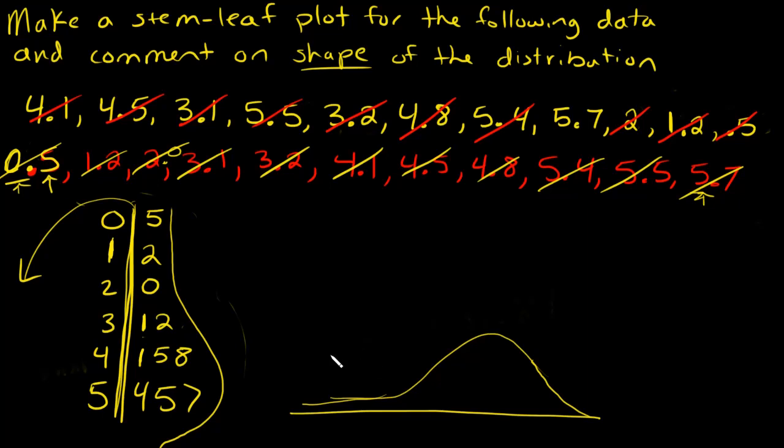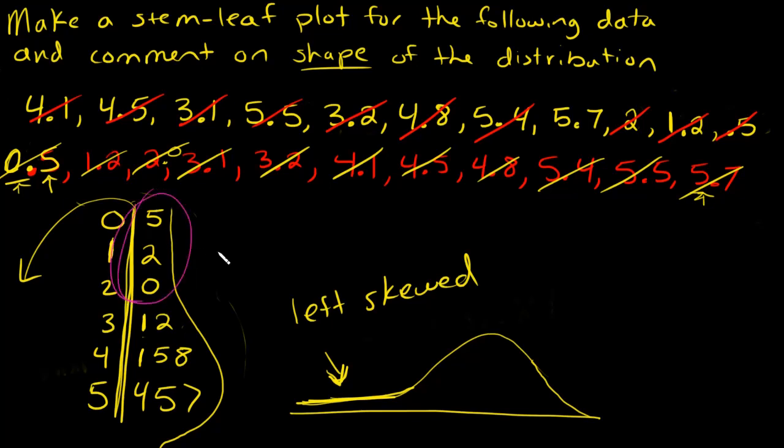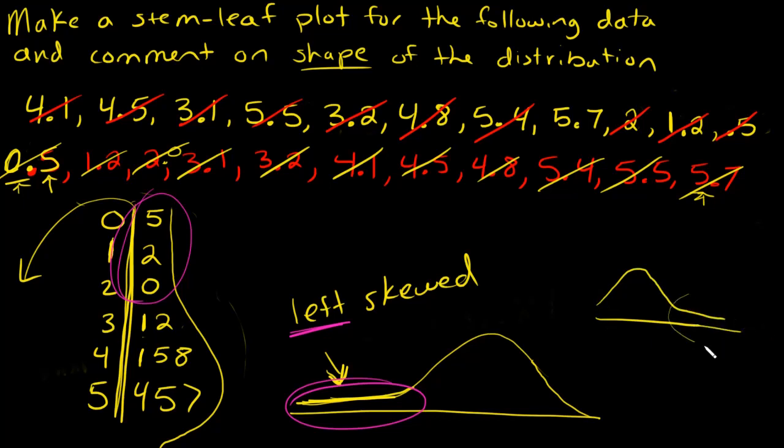So if you have a heavy tail over here to the left, then this is a left skewed distribution. You see how you have a heavier tail for the small numbers. So these small numbers are making this heavy small tail, and that's called a left skewed distribution. If you had a distribution that looked like this, where you had large numbers out to the right, this would be a right skewed distribution.